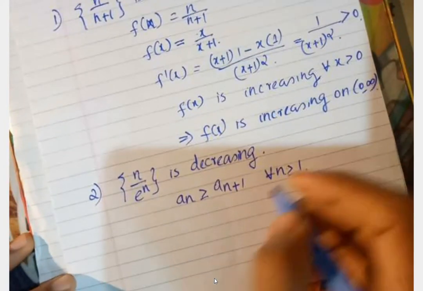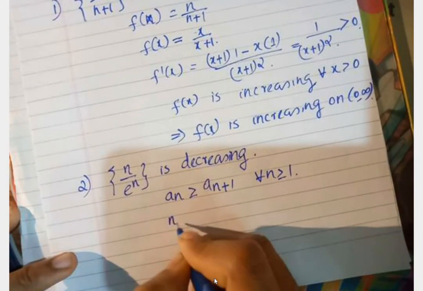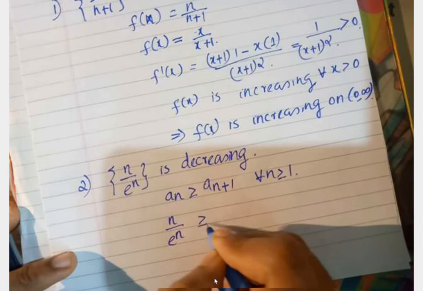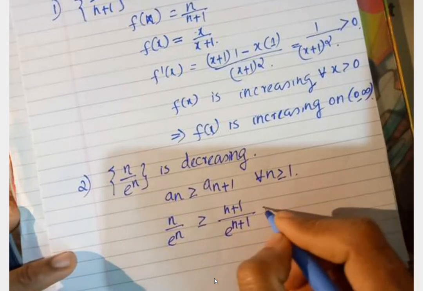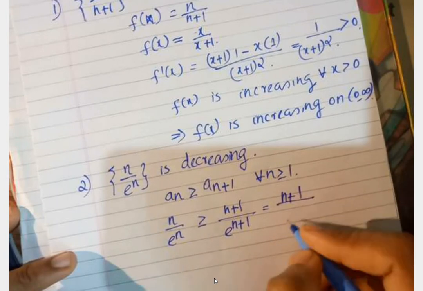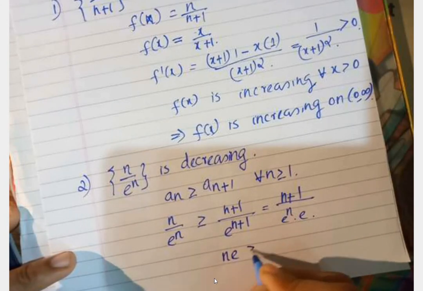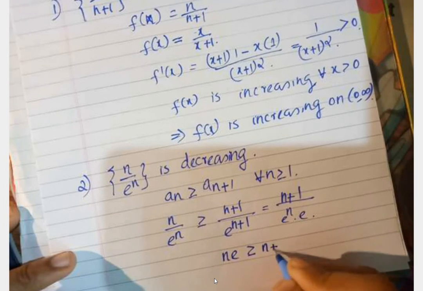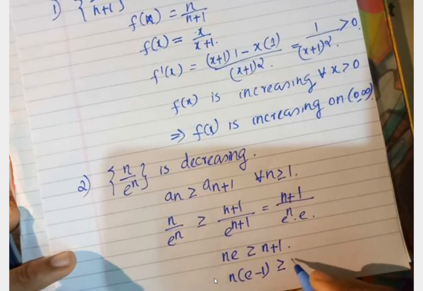So here an is equal to n divided by e raised to n, which is greater than or equal to n plus 1 divided by e raised to n plus 1, which is same as n plus 1 divided by e raised to n into e. So this is ne greater than or equal to n plus 1, e raised to n getting cancelled, and this is n into e minus 1, which is greater than or equal to 1.